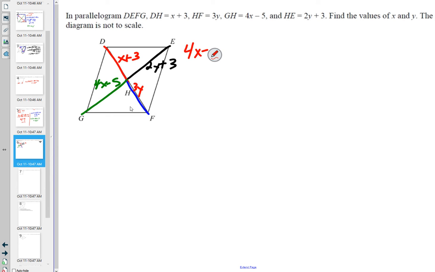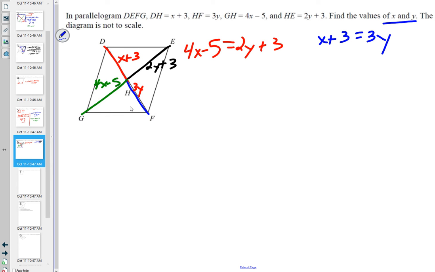4x minus 5 is equal to 2y plus 3. And the other one that I can write is that x plus 3 is equal to 3y. So the problem is that I don't have a single variable equation. I want to be able to solve for x and y because that's what this is asking for. But because I have two variables, I can't get a numerical solution.